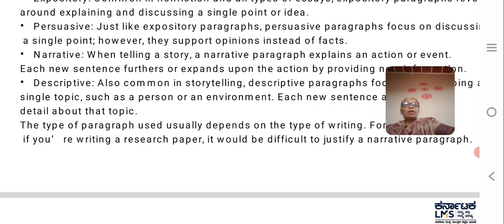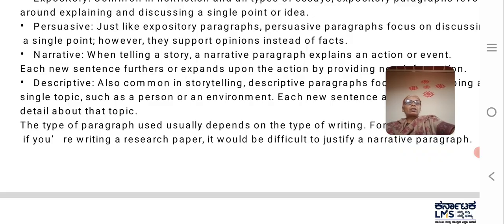A descriptive paragraph is also commonly found in storytelling. They focus on describing a single topic, such as a person or an environment. Each new sentence adds a new detail about that type of topic. So expository and persuasive paragraphs are based on facts and information, whereas narrative and descriptive paragraphs are commonly found in storytelling. They add or explain an action or an event that describe people or environments.